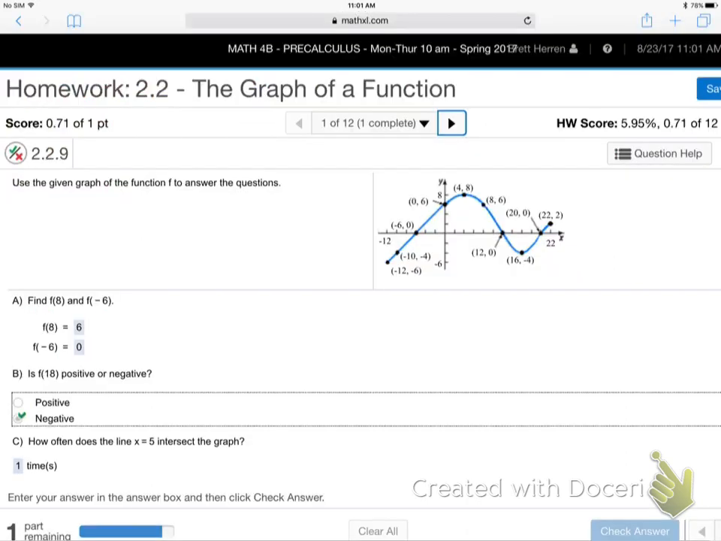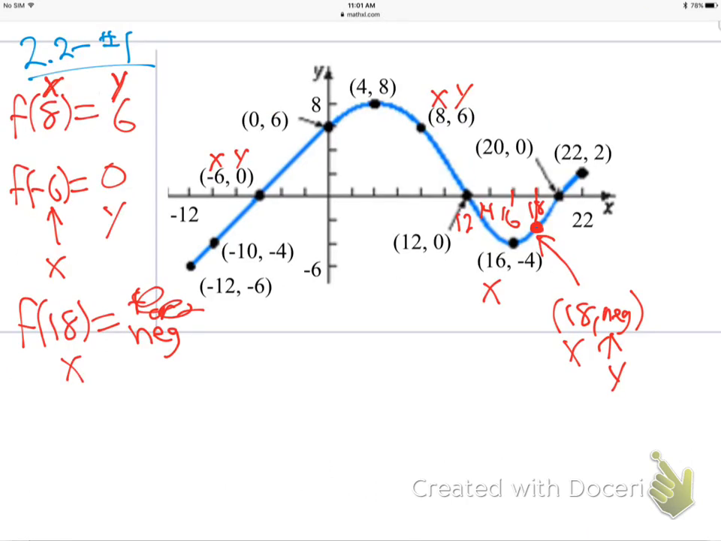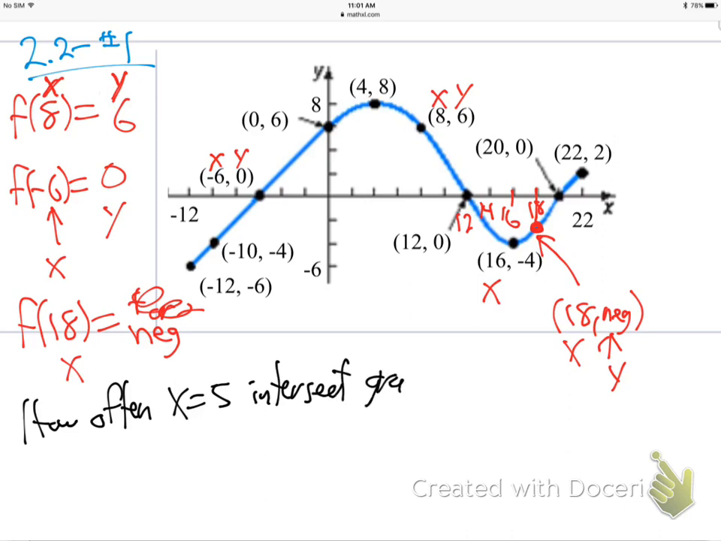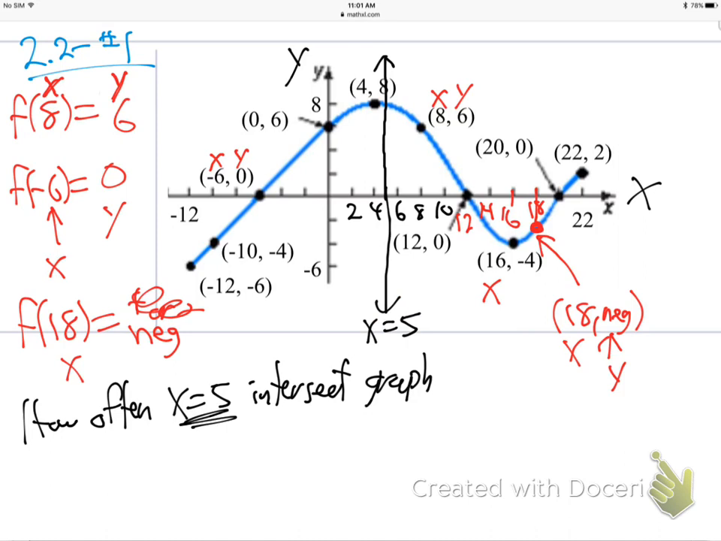So let's go back over here. How often does the line x equals 5 intersect the graph? Well, x equals 5, this is the x-axis, as it says, and the y-axis. So you've got to draw a line that goes through the x-axis at 5, huh? So again, this is 2, 4, 6, 8, 10. So where's 5? It's about right here. So there's the line, x equals 5. How many times does that intersect the graph? Well, only once. One time. Like that. Good so far?